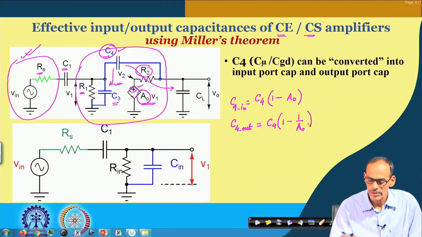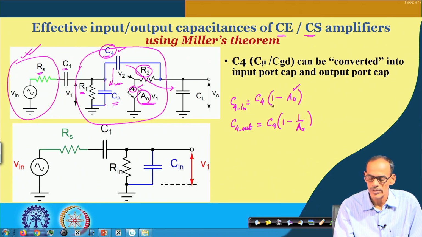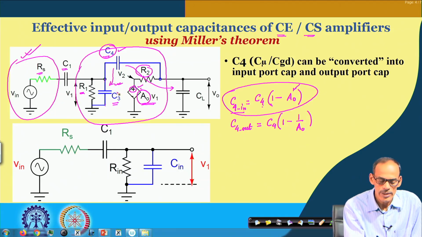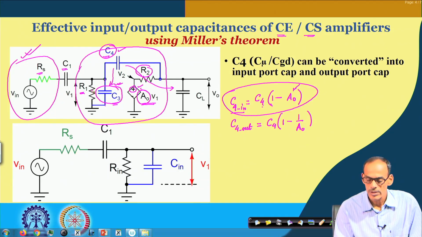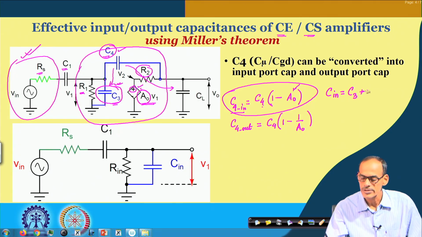So, if I consider this gain, it is very high, and in case it is having minus sign here or the polarity here it is opposite, then we can consider that C4 in, it is just C4 multiplied by 1 plus magnitude of the voltage gain. So, this capacitance, it is coming in addition with C3. As a result, we are getting the net input capacitance C in equals C3 plus C4 multiplied by 1 minus A naught.